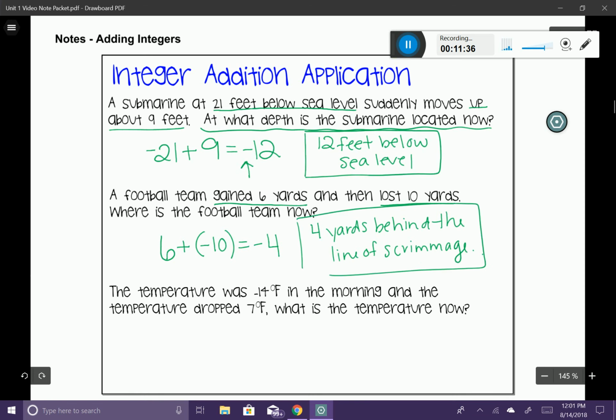Okay, the last problem. The temperature was -14 degrees Fahrenheit in the morning, and the temperature dropped 7 degrees Fahrenheit. What is the temperature now? So the temperature was -14 degrees in the morning. So I'm going to begin using -14.